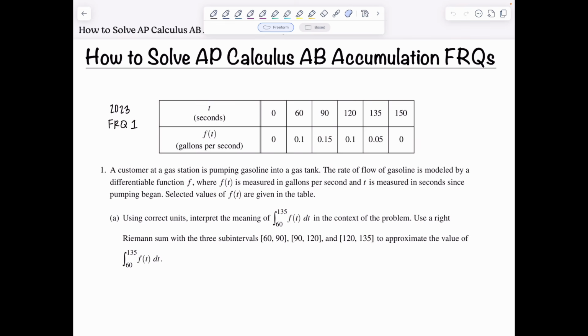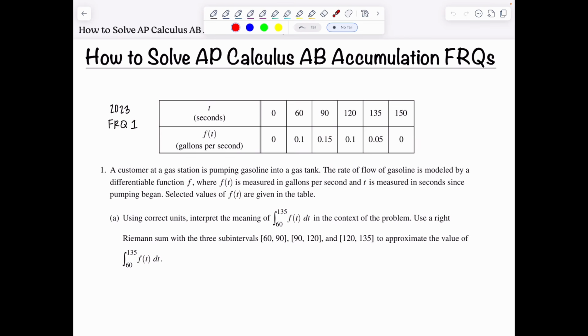Let's jump into the first problem. This one is from 2023, question number 1. And for the questions I'm going over today, a calculator is required. Okay, so we're given a table here. T is being measured in seconds. And then f of t is gallons per second. So let's see what it represents.